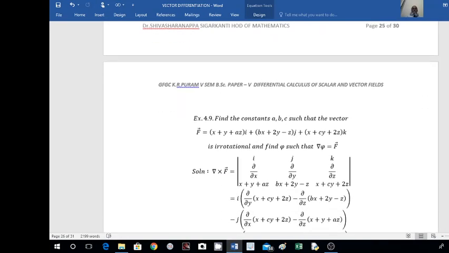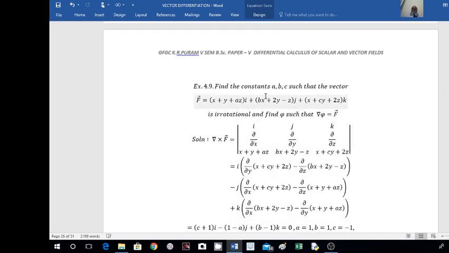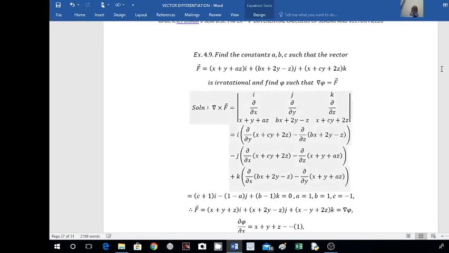Next example. Find the constants a, b, c such that the vector f equal to (x plus y plus az) i plus (bx plus 2y minus z) j plus (x plus cy plus 2z) k is irrotational, and then find phi such that del phi is equal to vector f. Given that the vector f is irrotational, means del cross f equal to 0. First we find the values of a, b, c, then we go for the second part.